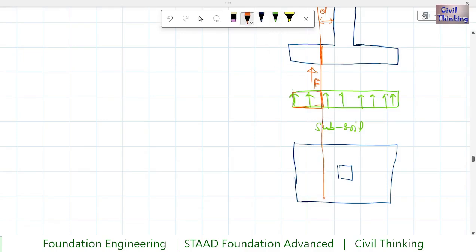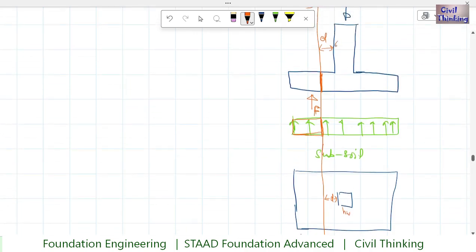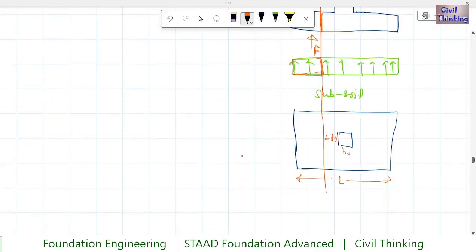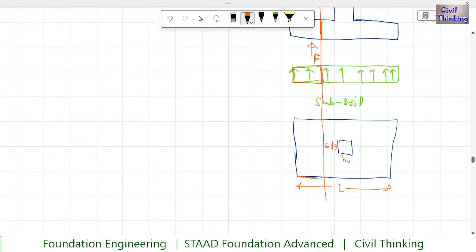this is our critical section, right? How far is it? It is at a distance of d from the face, right? So the total is L, right? Let us say HW is the thickness of the column. So we have to find this much of area, right? This much is the area that we need to find the shear force at this critical section.